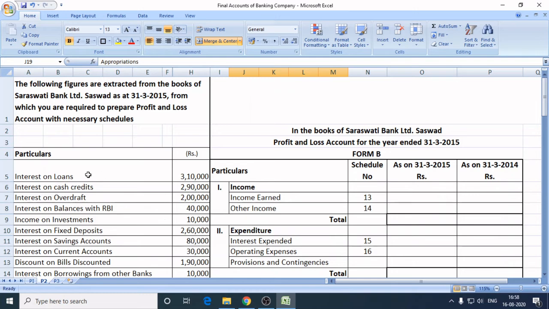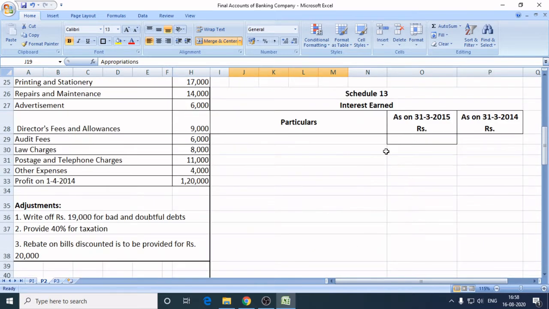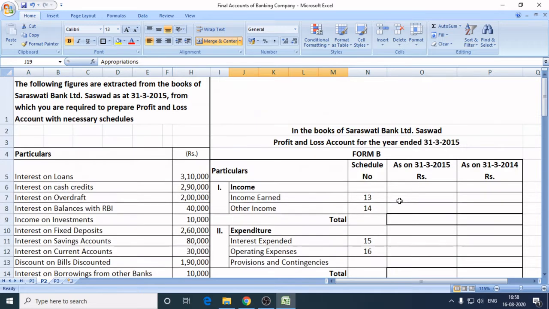Now let's begin with the posting of these particulars in the schedules first. Now let me tell you one more important thing. Here we have to give the details of all these particulars, and here we will provide the summary of schedules only.